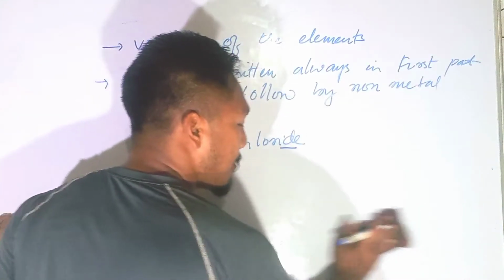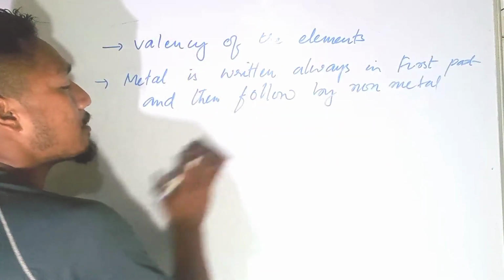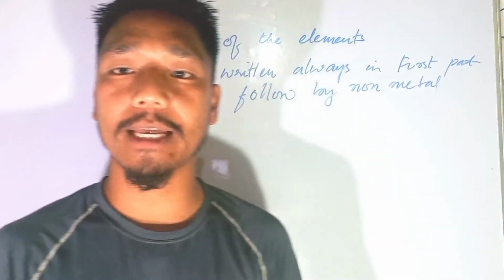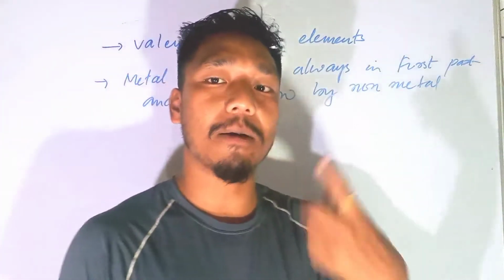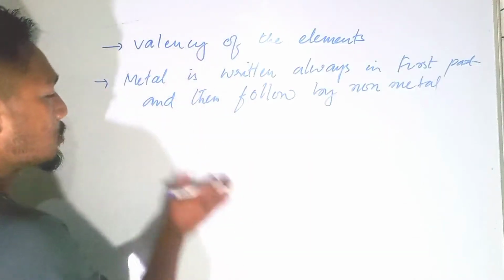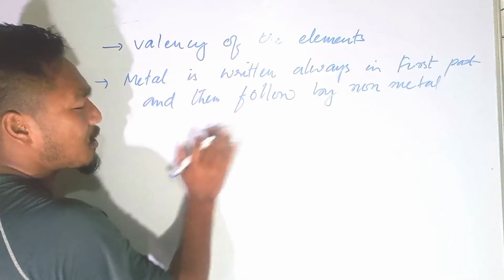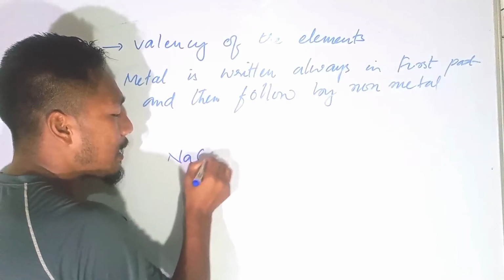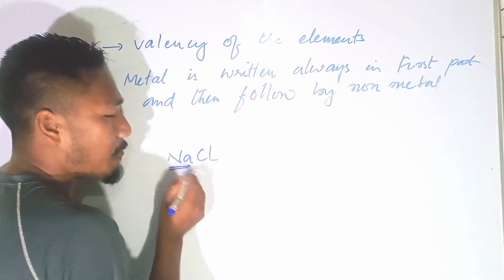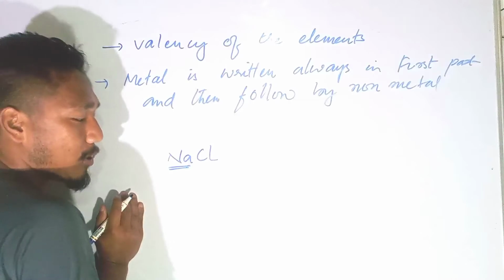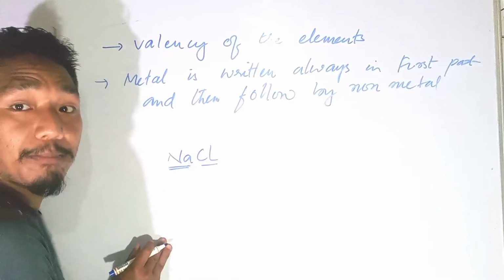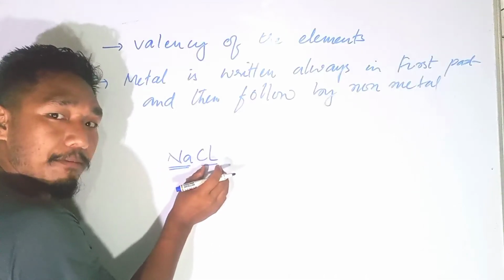Whenever non-metals combine with metals, mostly the word will end with "-ide", which indicates that the elements are in the form of a combination. When you are writing, for example NaCl, the first priority is always given to the sodium, the metal, and then we write the non-metal.